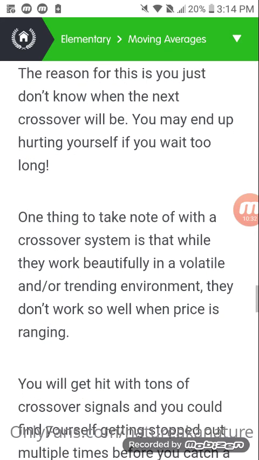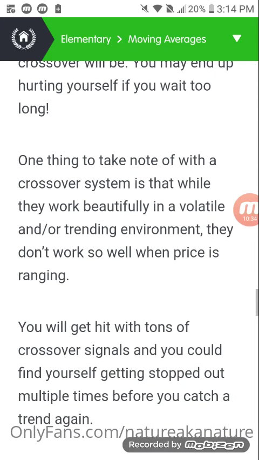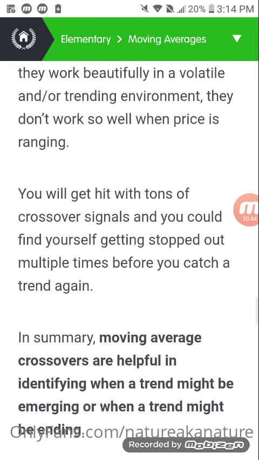Okay, so one thing to take note of with this crossover system is that while it works beautifully in a volatile, trending environment, they don't work so well when price is ranging, okay, or consolidating. You will get hit with tons of crossover signals, and you could find yourself getting stopped out multiple times before you catch a trend again.